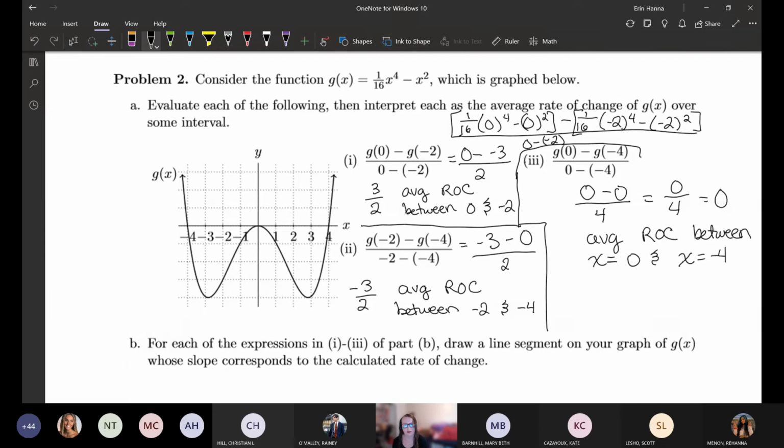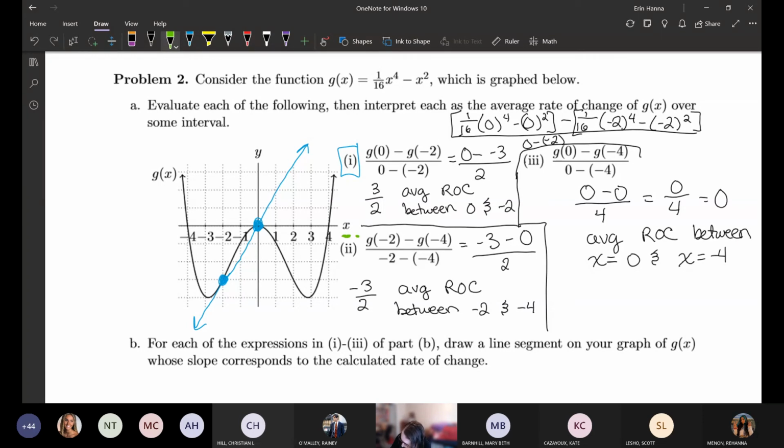And then for part B of this question, we essentially want to take all of those expressions we just found and draw the line segment that it's representing the slope for. So let me color code these. Maybe if you're colorblind, you won't be able to see it, but hopefully. So we've got between 0 and -2, and the line between those two would be this one. That would have a slope of 3/2, that line that I just drew.